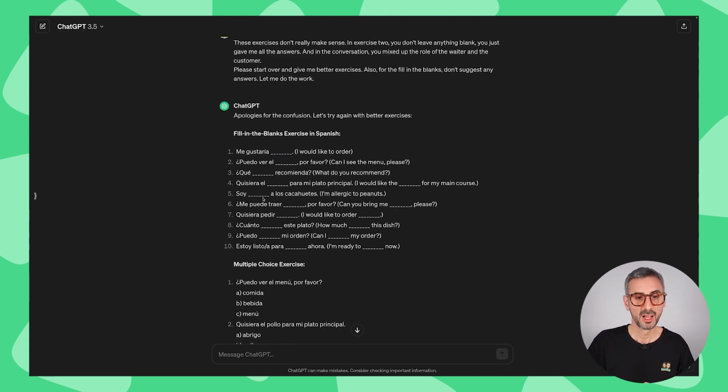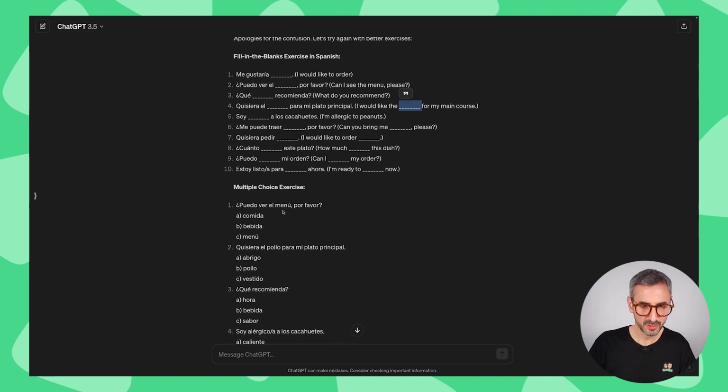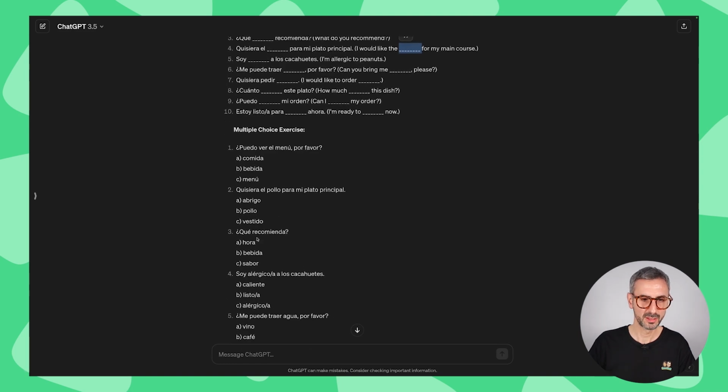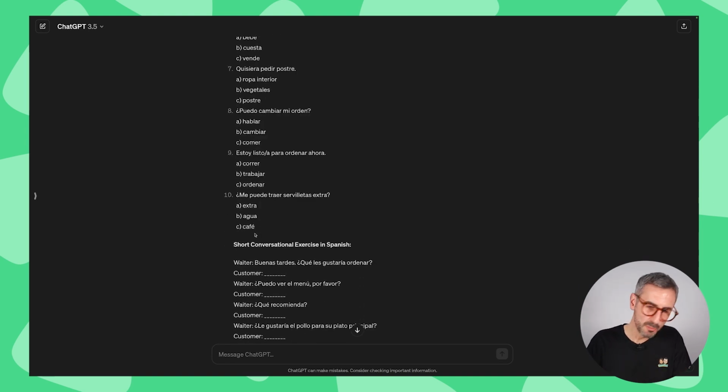Sí, quisiera el para mi plato principal. I would like the... Okay, quisiera el, we don't know here, so still not perfect, but quisiera el pollo para mi plato principal, for example. All right, let's move on to multiple choice. ¿Puedo ver el menú, por favor? Comida, bebida, menú. Quisiera el pollo para mi plato principal. Abrigo, pollo, vestido. All right, so this one, still not great. So I'm a little bit disappointed. I've seen some better exercises generated before.